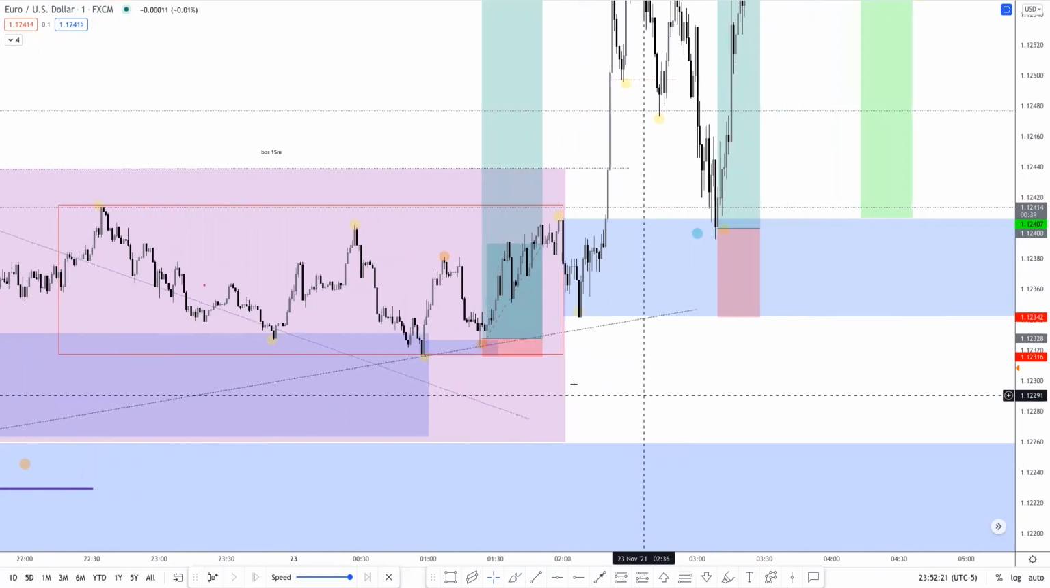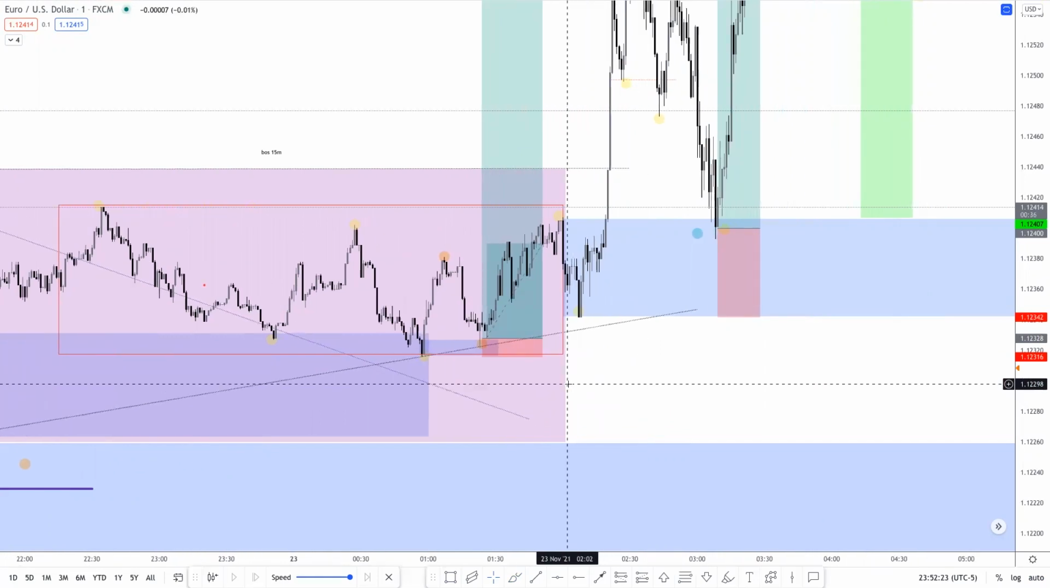This first position was pre-market, right? And sometimes I don't mind trading pre-market, but a lot of the time I really do not trade pre-market.